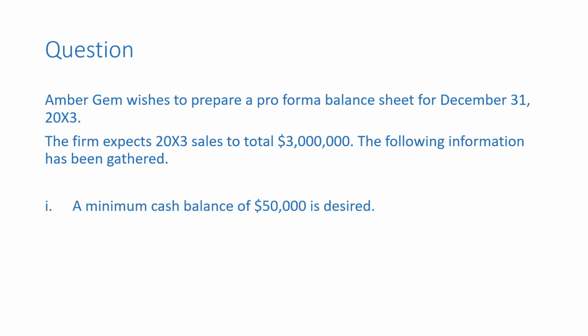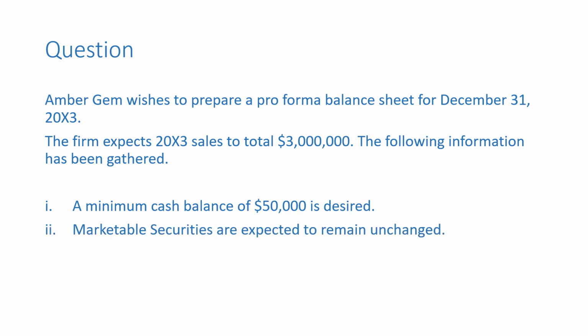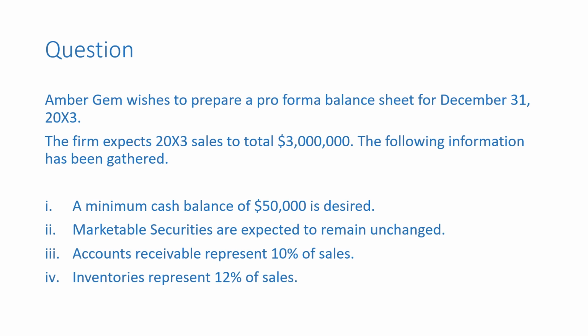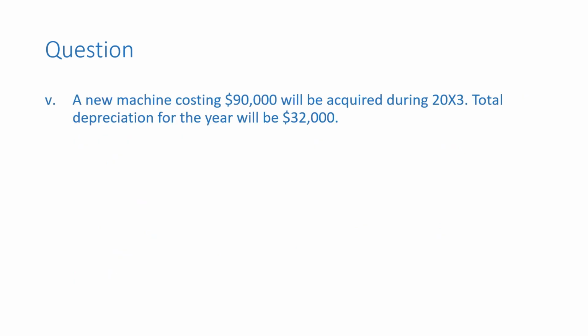A minimum cash balance of 50k is desired. Marketable securities are expected to remain unchanged. Accounts receivable represent 10% of sales. Inventories represent 12% of sales. A new machine costing 90k will be acquired during 20x3. Total depreciation for the year will be 32k.